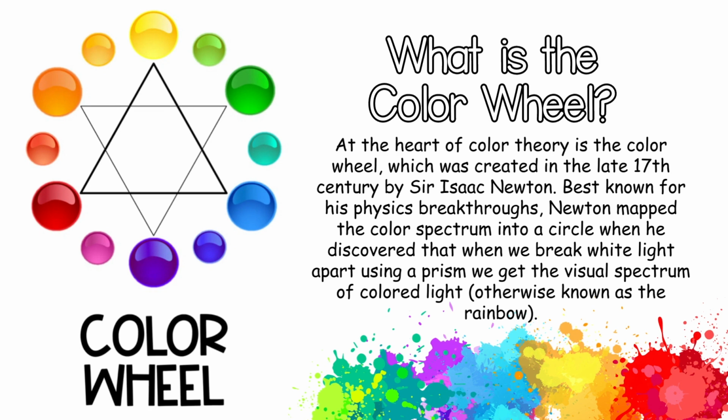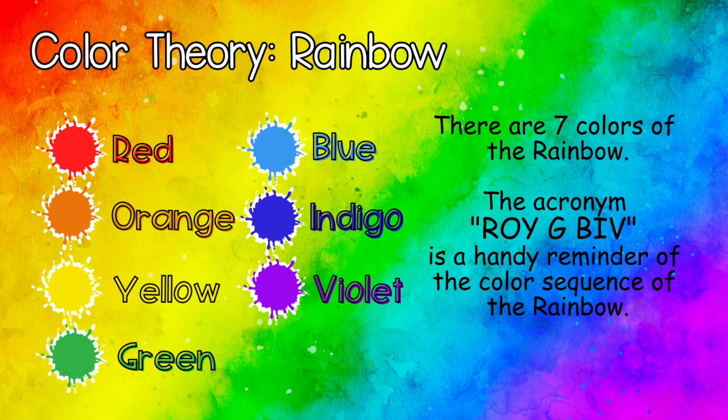Now, to create like Jen, we need to have a basic understanding of color theory. At the heart of color theory is the color wheel, which was created in the late 17th century by Sir Isaac Newton. Best known for his physics breakthroughs, Newton mapped the color spectrum into a circle when he discovered that when we break white light apart using a prism, we get the visual spectrum of colored light, otherwise known as the rainbow. There are 7 colors of the rainbow.